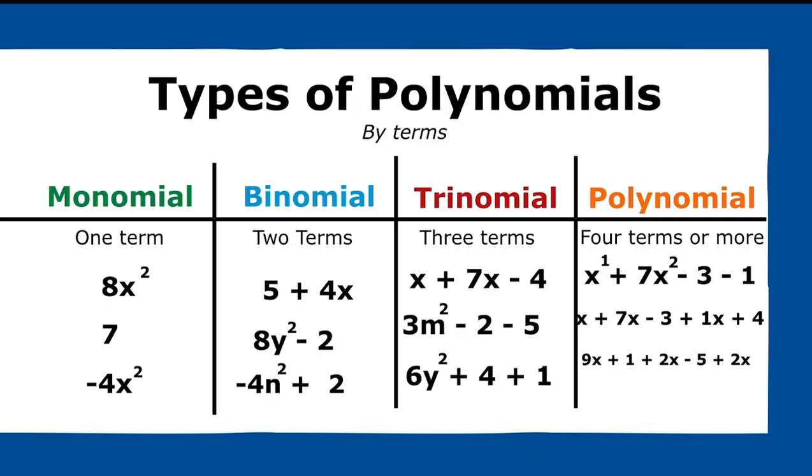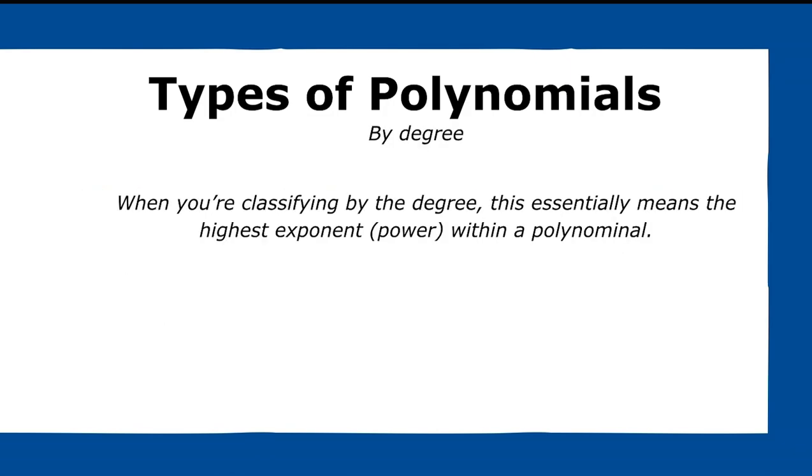I can even have 9x plus 1 plus 2x minus 5 plus 2x, and this would be six terms, and it's still a polynomial because a polynomial has to be what? Four terms or more. So these are the types of polynomials by terms. Now I'm going to move on to polynomials by the degree.